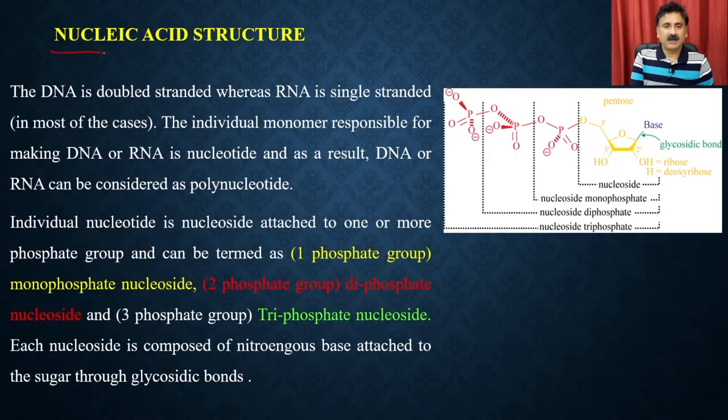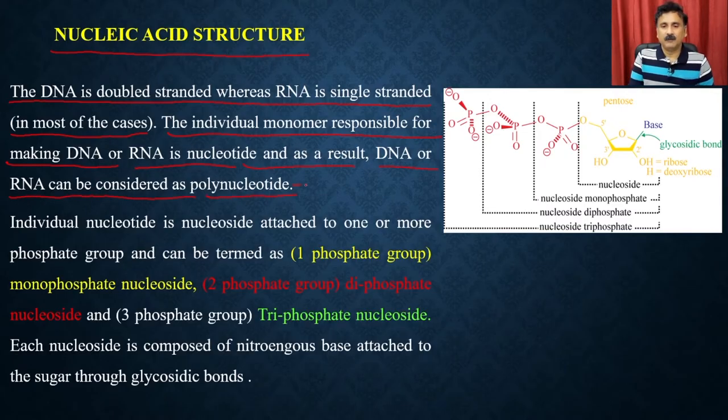So, nucleic acid structure. The DNA is double stranded, whereas RNA is single stranded in most cases. There are exceptions where you have double stranded RNA, but those are very few cases. Mostly the DNA is double stranded, whereas RNA is single stranded. The individual monomer responsible for making DNA or RNA is called the nucleotide, and as a result the DNA or the RNA can be considered a polynucleotide.